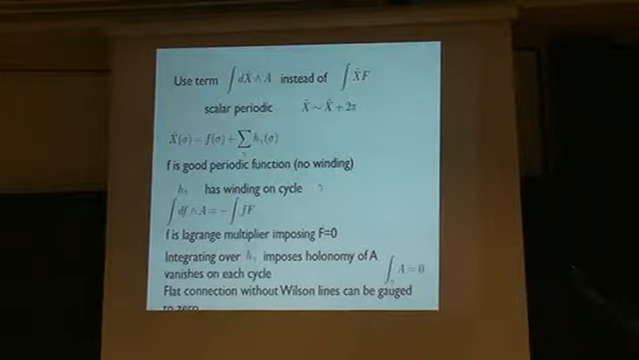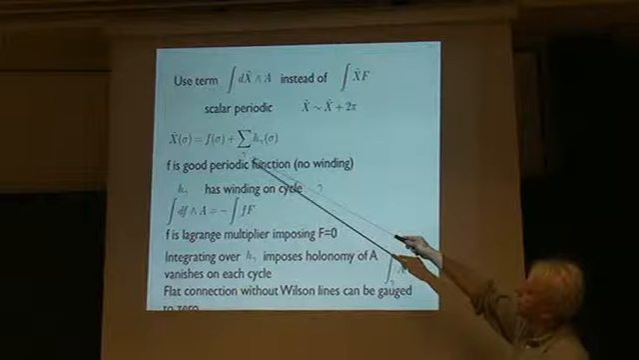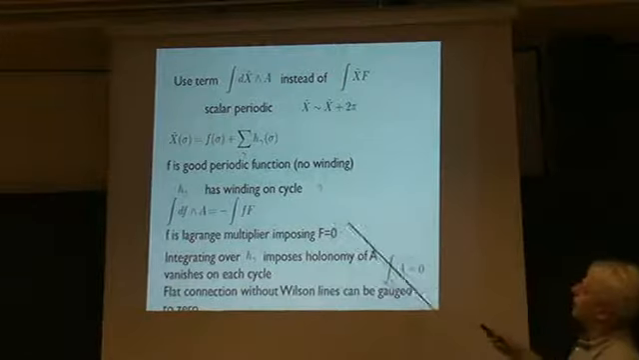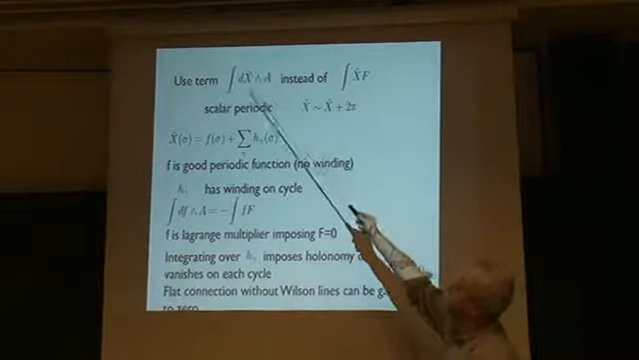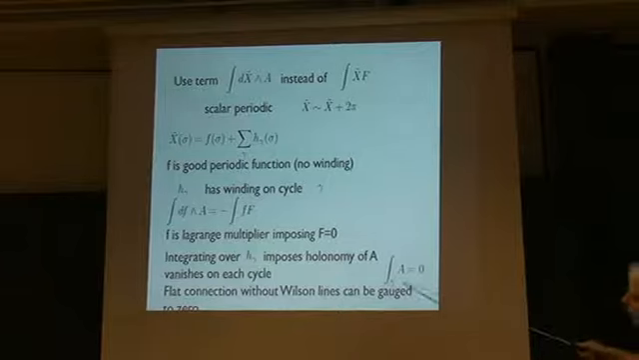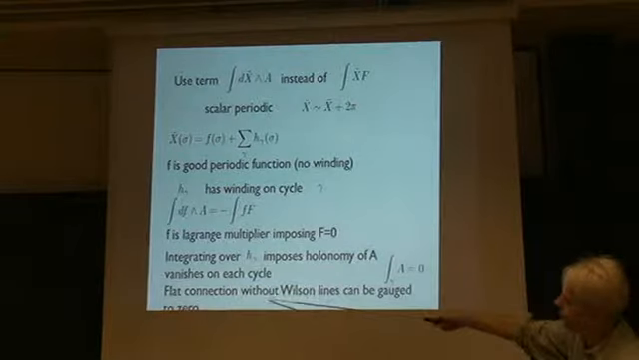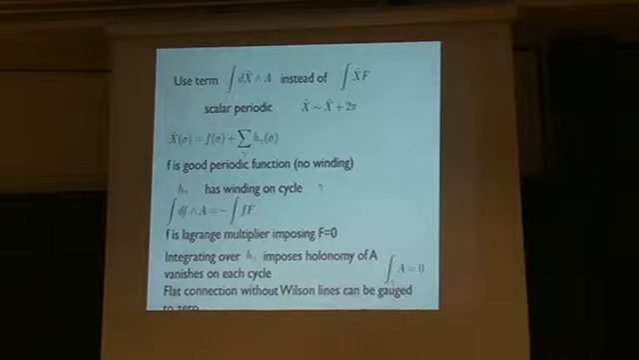So we're seeing that by using this, we're getting two parts. We're getting one term which gives F equals 0, but integrating over the winding modes of x tilde will give the extra structure that it's imposing that the Wilson lines will vanish. And so with the Wilson lines vanishing, it follows that the flat connection without Wilson lines will then be gauged to 0. So in this case, we could really get back to the original model by putting A to 0.